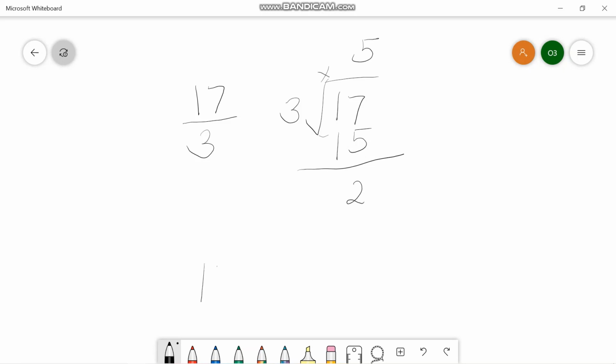Again, in writing the mixed number, first you need to get the quotient. The quotient is 5. The remainder will be your numerator and 3 will be your denominator. So 17 over 3 is equal to 5 and 2/3. This is how we convert improper fraction to mixed number.